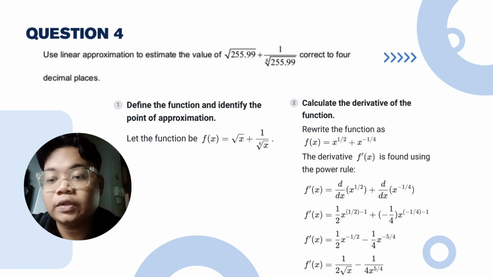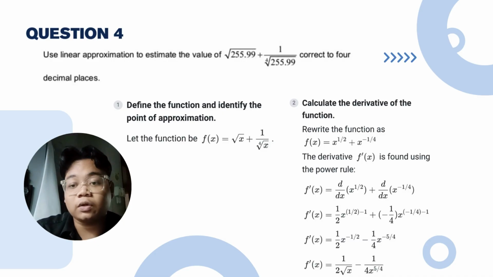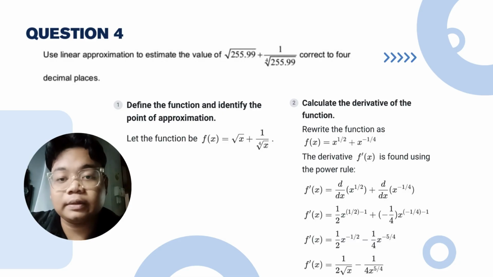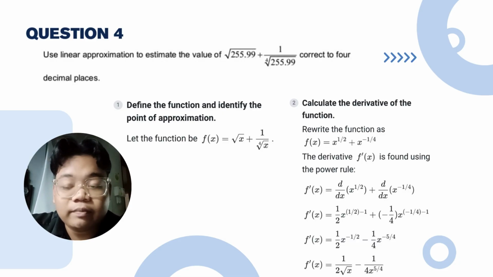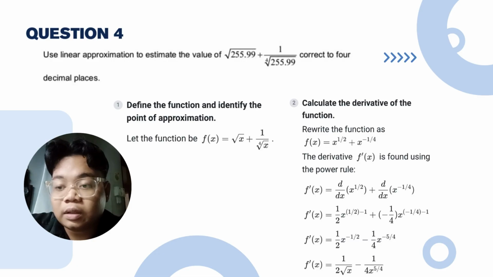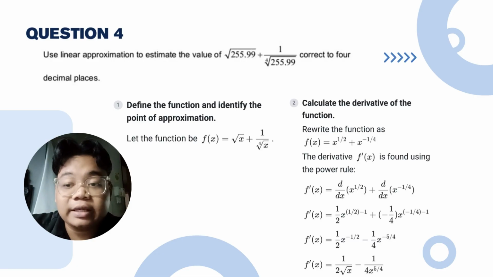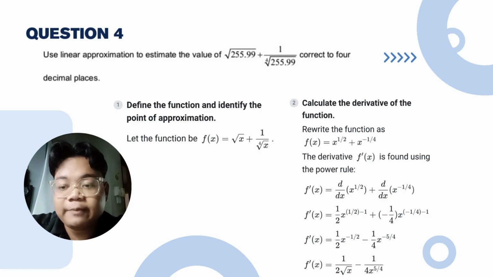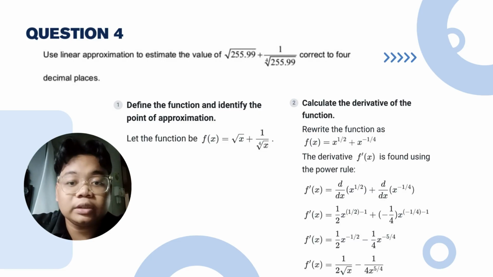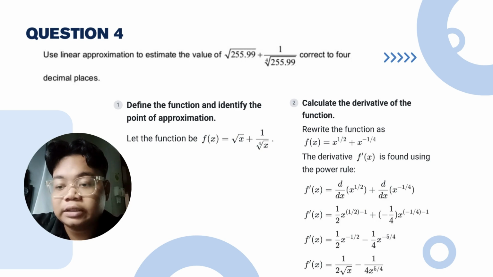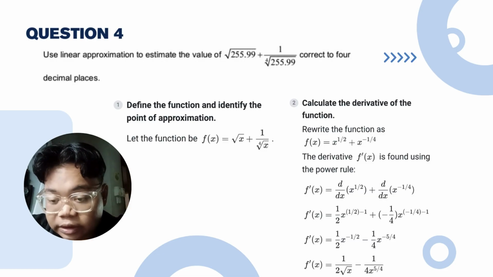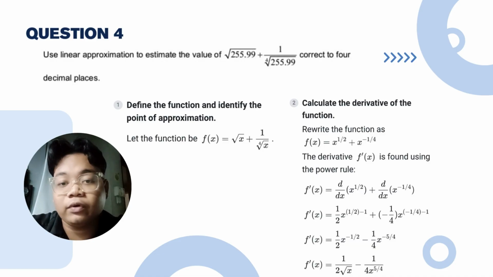Next, we will estimate the value of f(255.99), where the estimated value is given by f(s plus ds), which is f(s) plus df. With the solution I've done, we get the answer 16.2469 for question number 4.